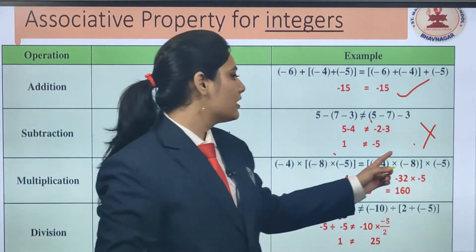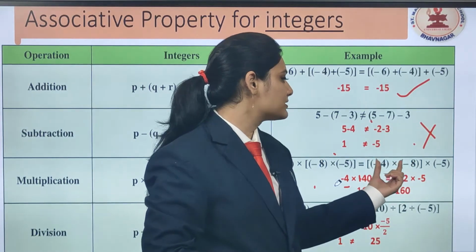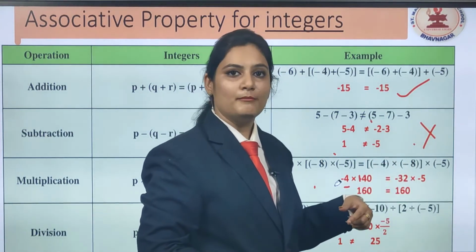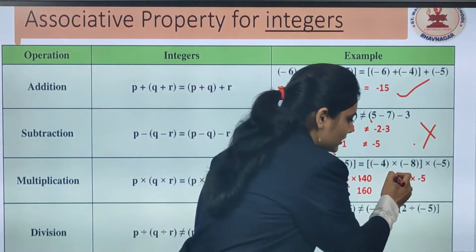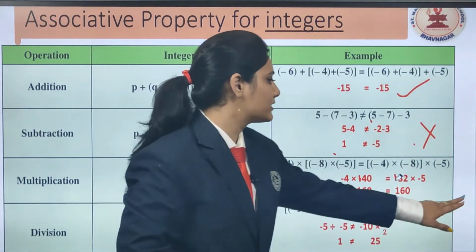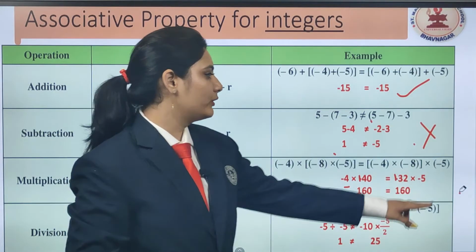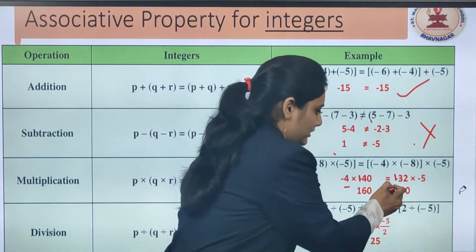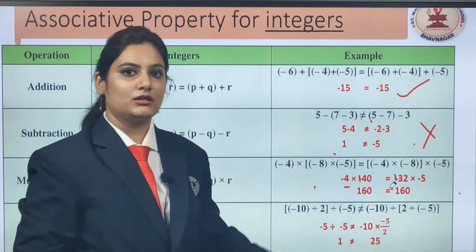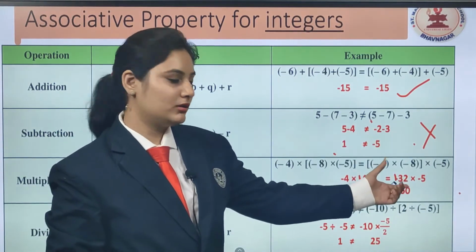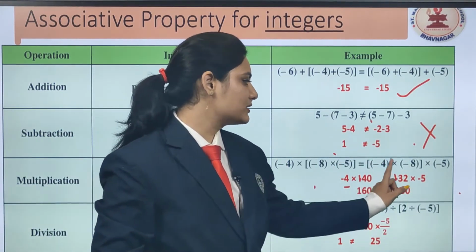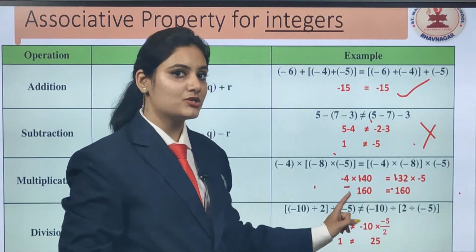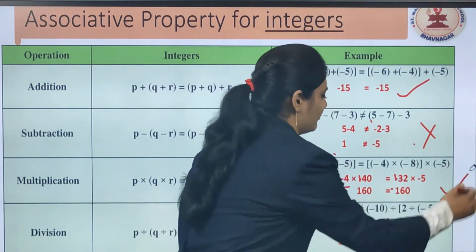Now next, here we will solve first minus 4 and minus 8. 8 fours are 32. Minus minus gets plus. So answer is plus 32 into minus 5. Answer is minus 160. Here LHS and RHS both are equal. Minus 160 and minus 160. So multiplication is closed under this property.